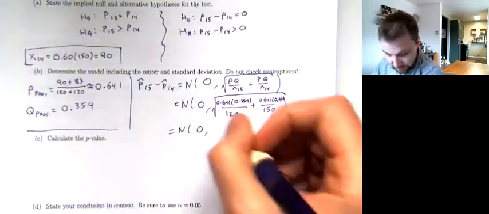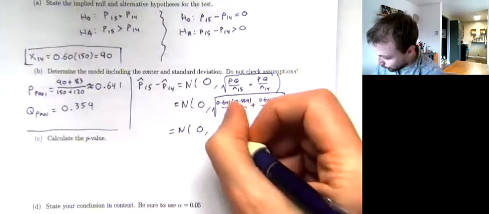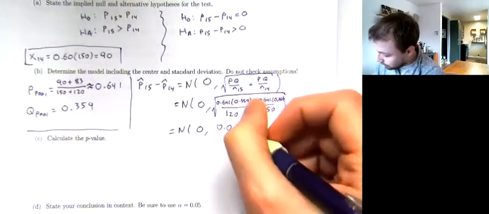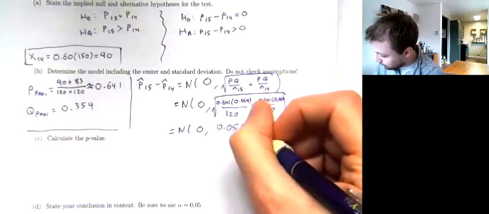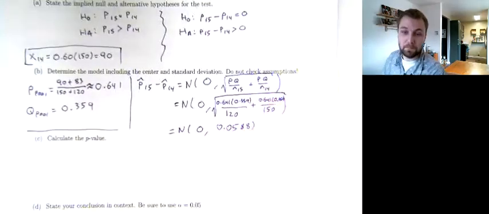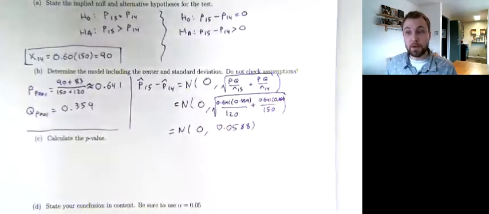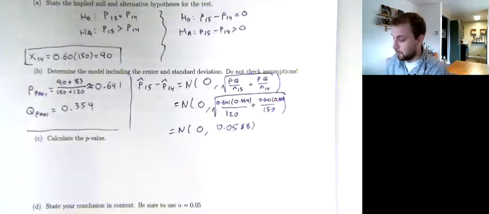When I did this in my calculator, I got something like 0.0588. 3 digits is probably at least a good idea. I'm using 4 here. I'm just being a little bit more cautious than normal.